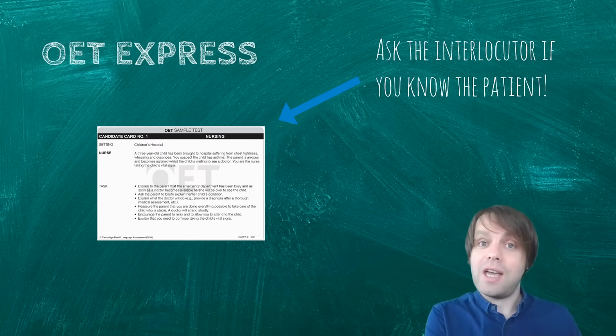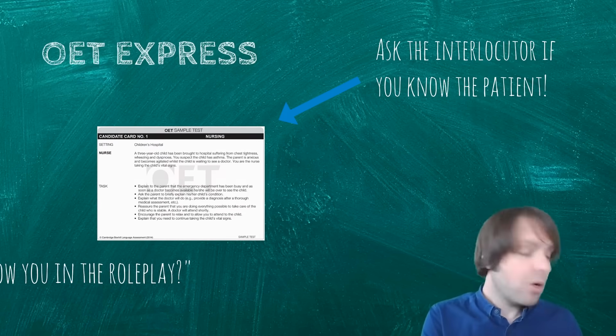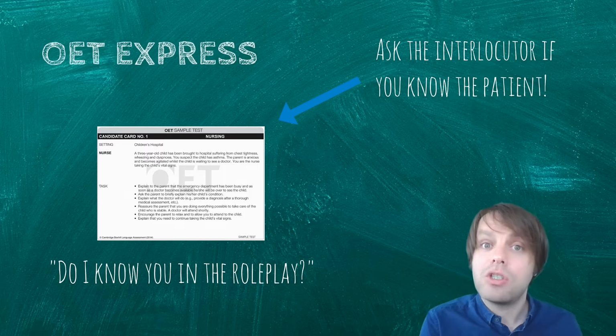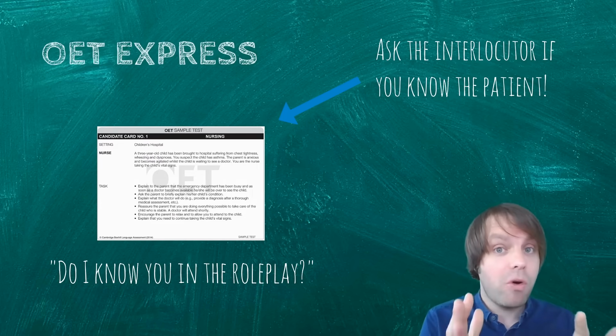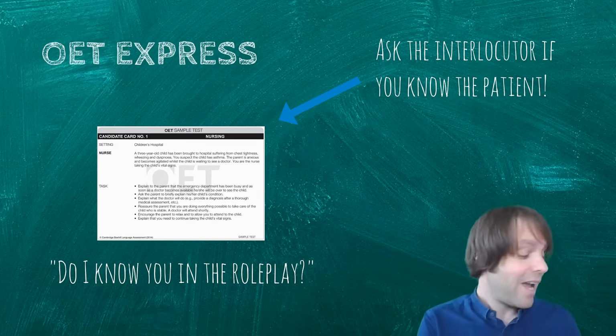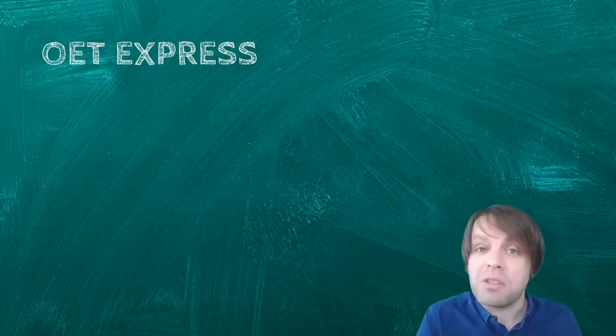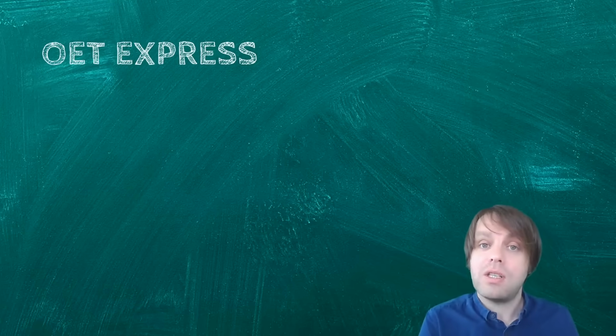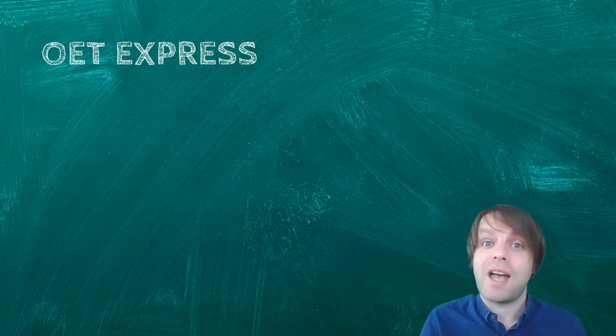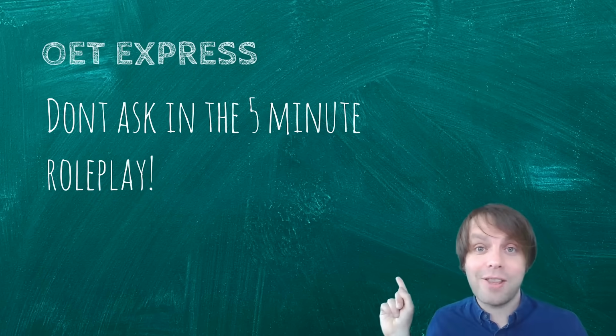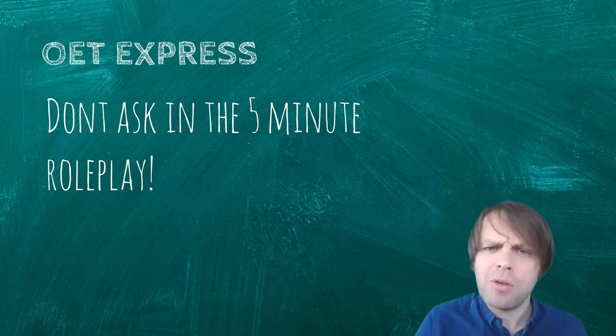If it's not clear, just say, do I know you? Okay, to the interlocutor, before you start the dialogue. And the interlocutor will probably say, what do you want? What do you want to choose? And you say, I do know you, okay? I just want to be very clear about this. I have had many students do this in the 5 minutes. So they start the 5 minutes and they say, do I know you?